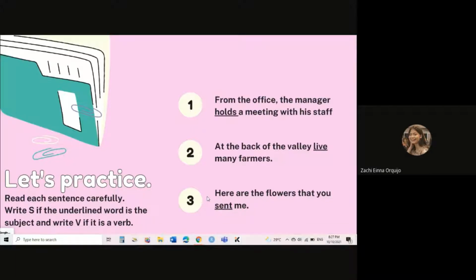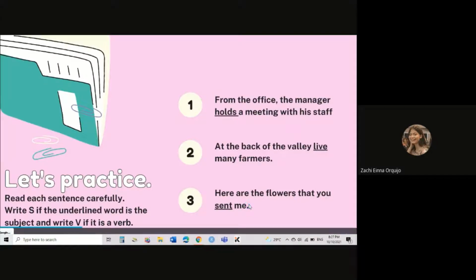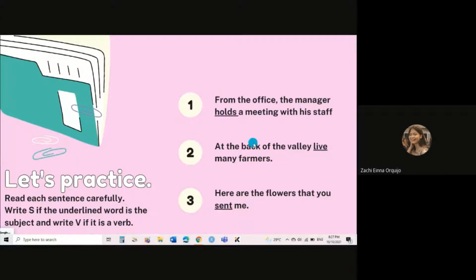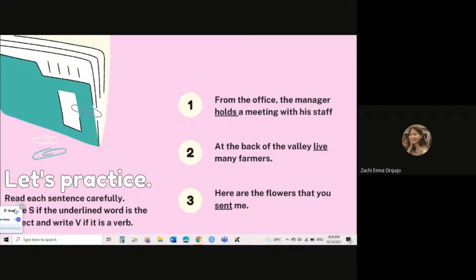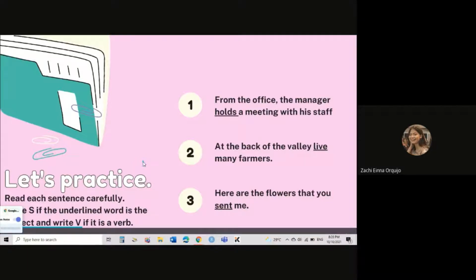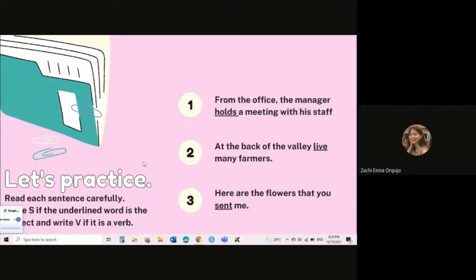So I'm giving you 15 seconds, no? 5 seconds per each sentence to identify whether the underlined word is a subject or verb. So again, kapag subject, write S in your notebook, or if it is a verb, write V. So time starts now. All right. So time's up.